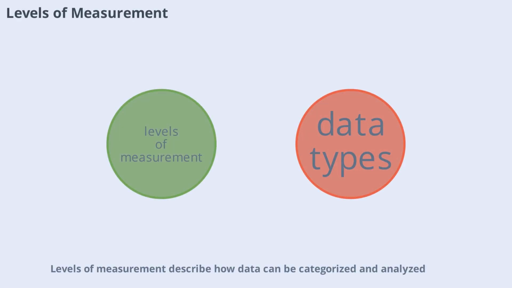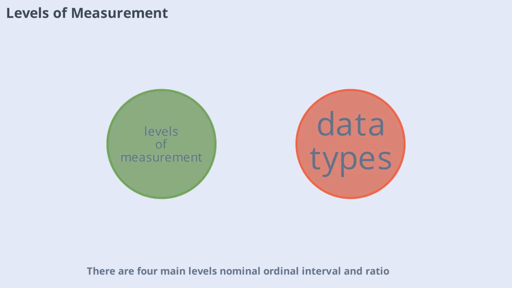Levels of measurement describe how data can be categorized and analyzed. There are four main levels: nominal, ordinal, interval, and ratio. Nominal data are categories without order, like colors. Ordinal data have a meaningful order, like rankings. Interval data have equal intervals but no true zero, like temperature. Ratio data have equal intervals and a true zero, like weight. Knowing the level helps choose the right statistical methods.